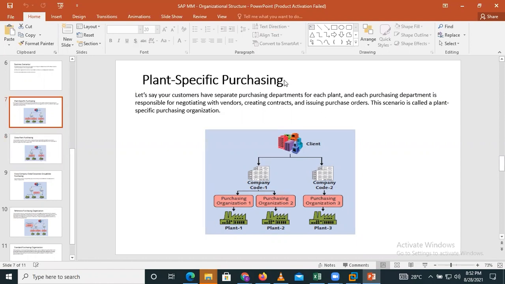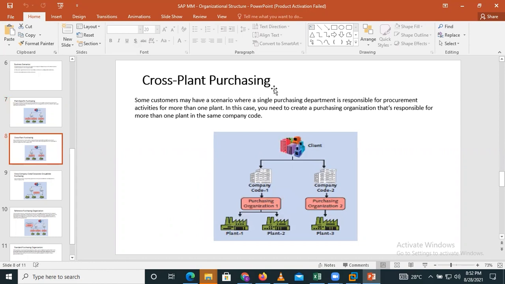So let's take an example. Our business is following plant specific purchasing, and we are implementing a new plant in our SAP. Obviously there will be a separate purchasing department for that plant. So we have to create a plant in SAP as well as a purchasing department, and we need to map it. Now, second scenario: our business is doing cross plant specific purchasing, company code 1 has 2 plants, and we are now introducing one more new plant under that company code. For example, Tata Motors India has 2 plants, Jamshedpur and Pune. We are introducing a new plant, which is Hubli plant.